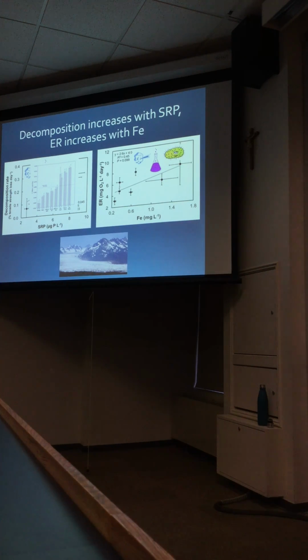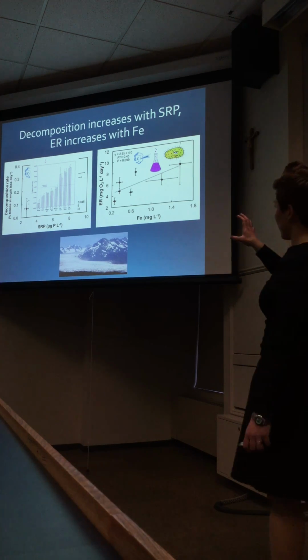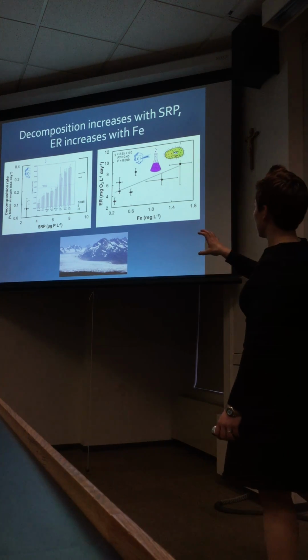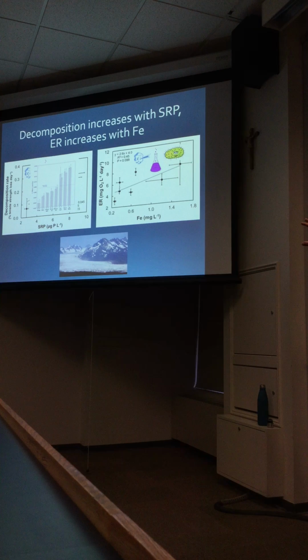So on the right here, we have ecosystem respiration, or again, that's all that consumer microbial activity. And we saw that ponds that had higher iron levels also had higher consumer activity. And the cool thing about this is that if we remember, right, near the glacier, we had higher phosphorus and higher iron levels, and therefore also higher consumer activity.